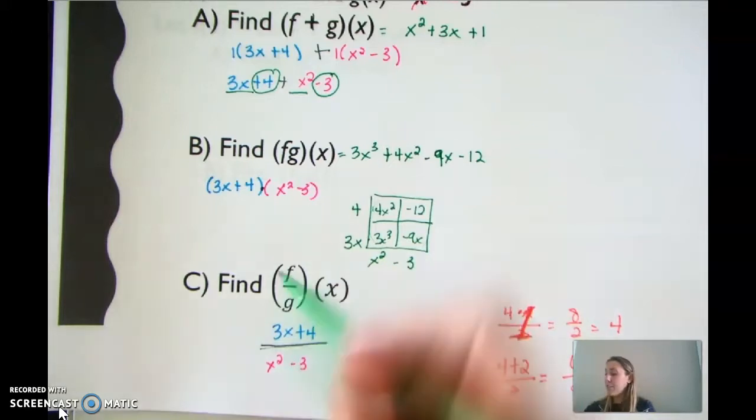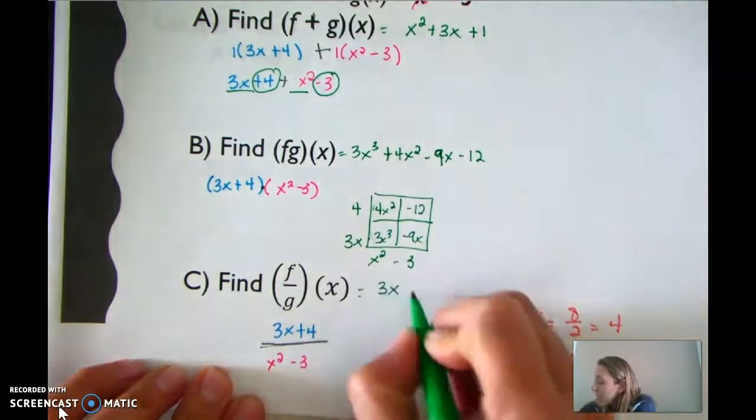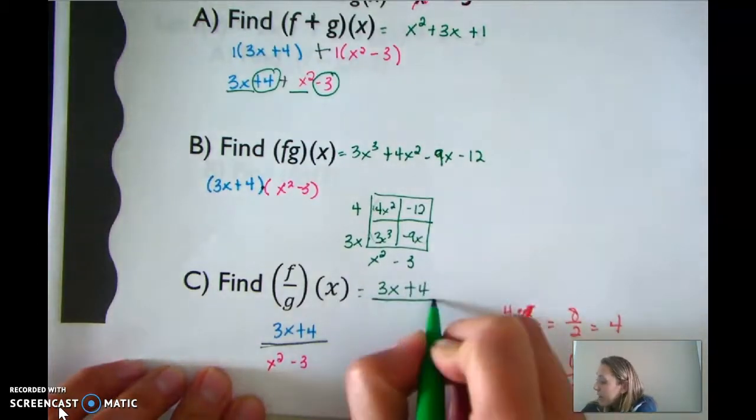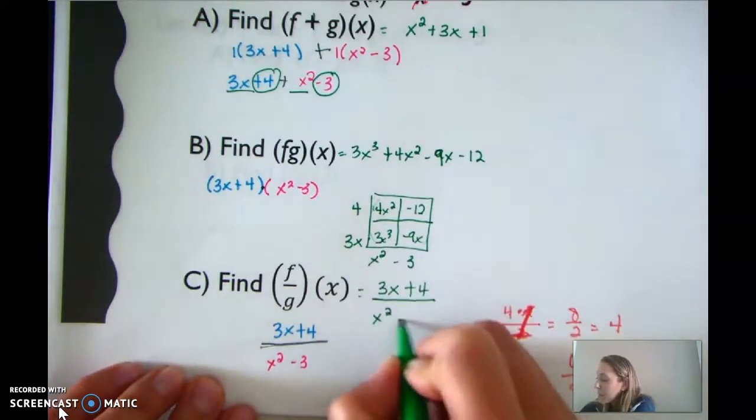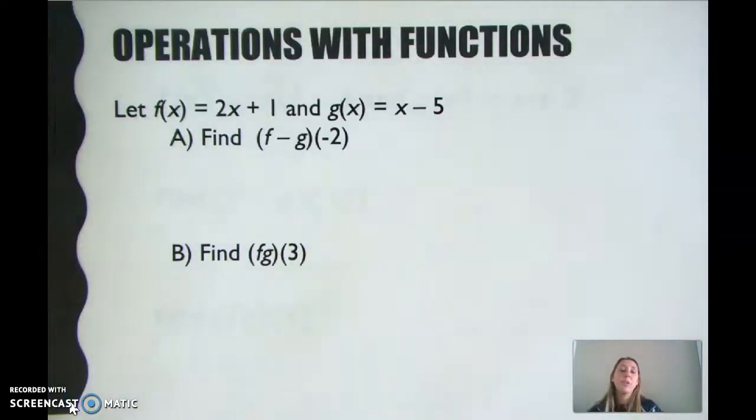So my answer of f divided by g of x is equal to 3x plus 4 divided by x squared minus 3. So make sure you have that in your notes, and we're going to move on to the next one. So hit pause if you need. So now what we're going to do is use this with an input. Remember, this is saying find f minus g when your input is -2.